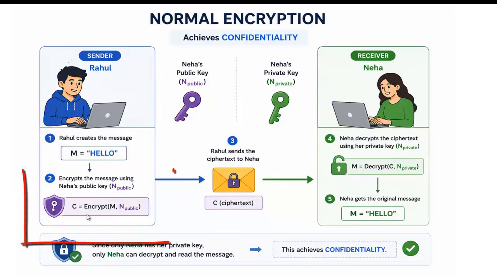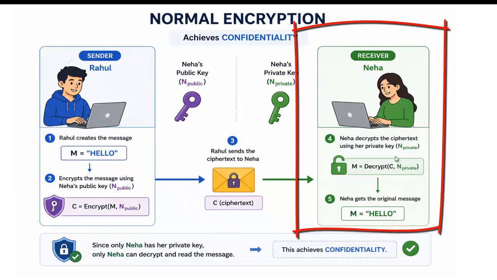Here you can see Encrypt(M, N public). M is the original message, HELLO in uppercase, right? N public is Neha's public key. So now here, C, which is ciphertext, is created using Neha's public key. So as I said, Rahul encrypts the message using Neha's public key, means receiver's public key. Now Rahul sends the ciphertext C through the insecure network to Neha.